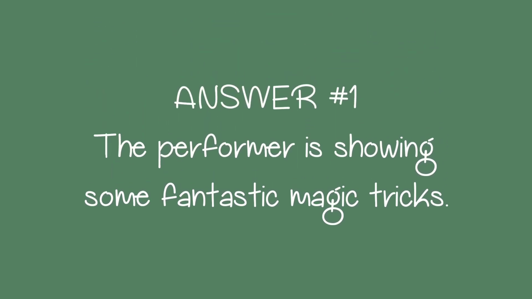Okay, now for the answers. Check if you got the correct answers. For the first one, the answer is: The performer is showing some fantastic magic tricks. The subject is the performer, which is singular. So we use the linking verb is.